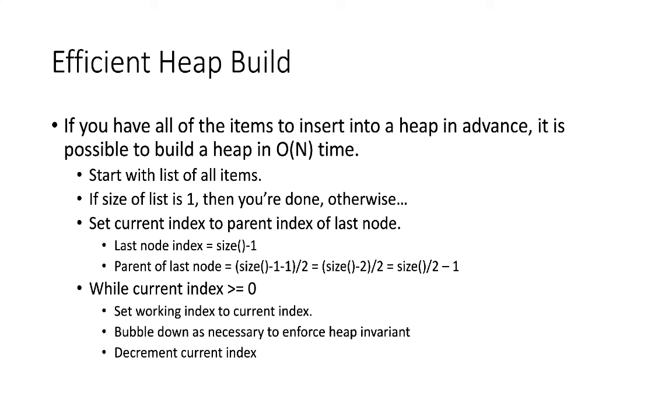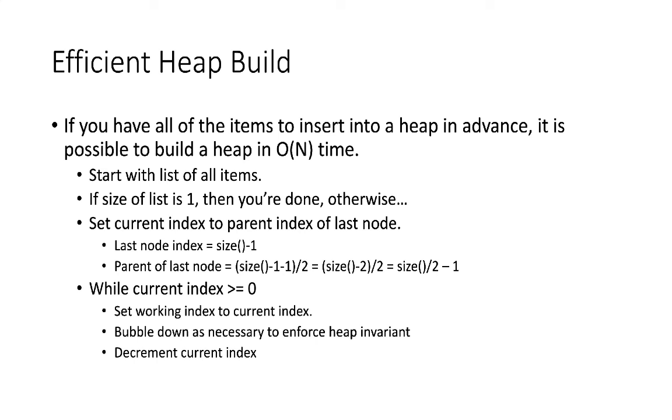And then the algorithm goes as follows. You start off with the size. If the size of the list is 1, then you're done, right? If you only have one item in your list, then the invariant holds by definition, and there's nothing to check, there's nothing to do, and you're done, right?